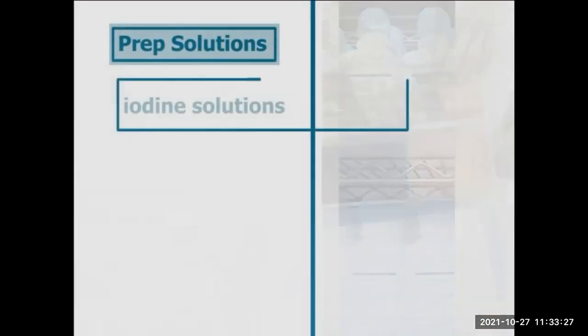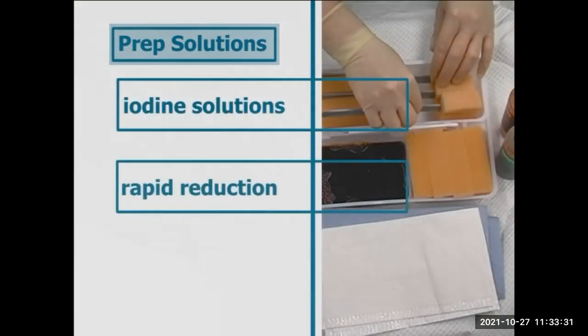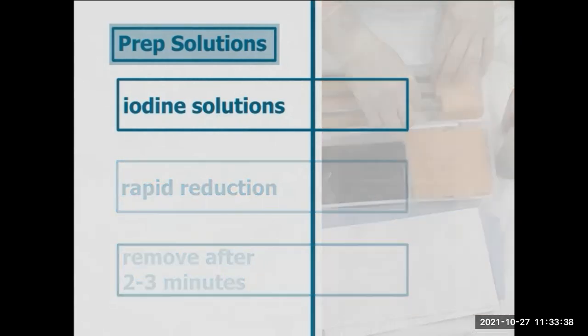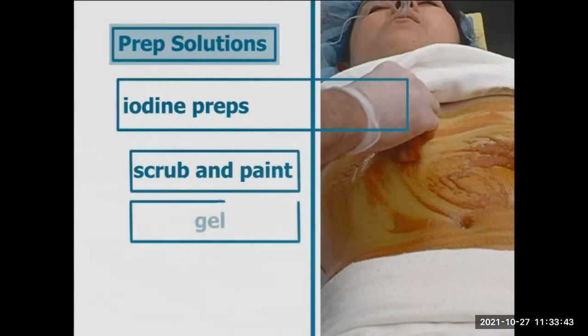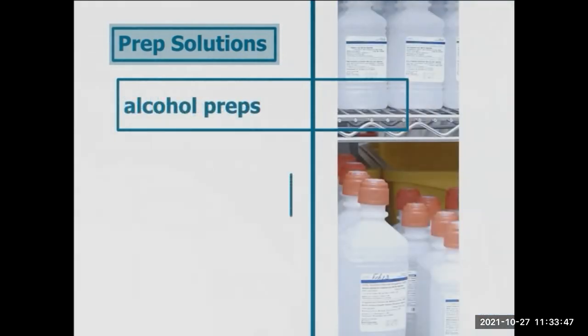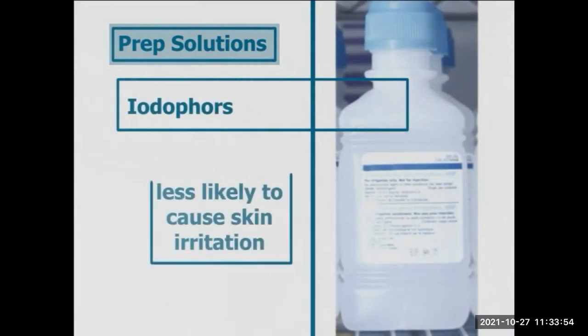There are several varieties of prep solutions. Iodine solutions are one type of surgical prep. They provide rapid reduction in skin microbial counts, but should be removed after 2 to 3 minutes to prevent skin irritation. These iodine preps can come in the form of a scrub and paint, a gel, or a one-step prep. Alcohol preps provide a rapid and significant reduction in skin microbial counts. Iodophores are less likely to cause skin irritation and do not need to be removed.